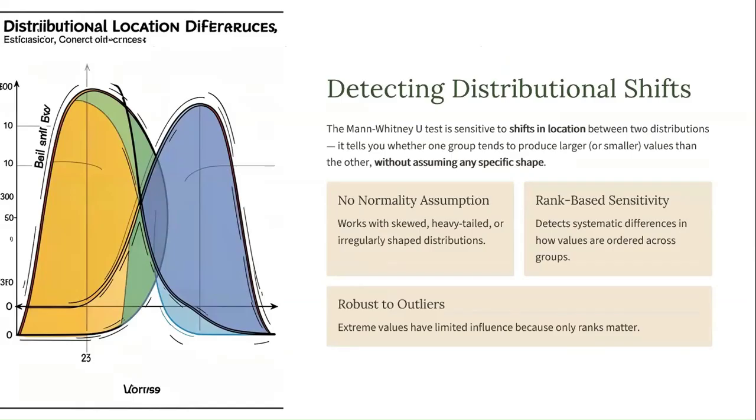One of the strengths of the Mann-Whitney U-test is that it can detect distributional shifts between two groups. In simple terms, it can determine whether observations from one group tend to be larger or smaller than observations from the other group. Unlike the t-test, the Mann-Whitney test does not require normally distributed data. It works well with skewed data and remains relatively unaffected by outliers. This makes it highly useful in real-world research where perfectly normal data are often difficult to obtain.